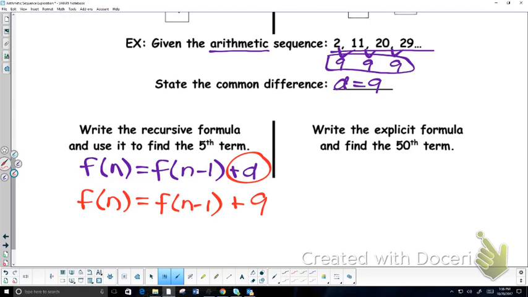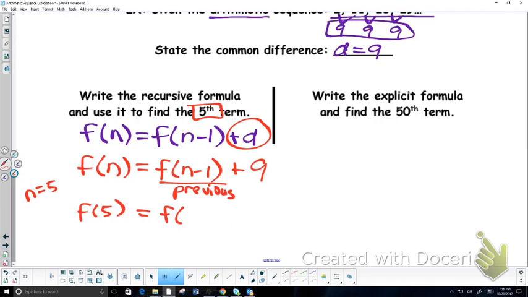What I want you to think about is this right here says take the previous term, right? So let's see how that works out. They want us to find the 5th term. That means n equals 5. So f of 5 equals f of, if n equals 5, everywhere there's an n, I'm going to put 5, right?